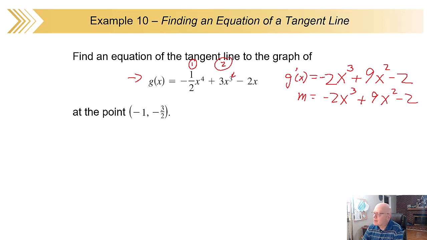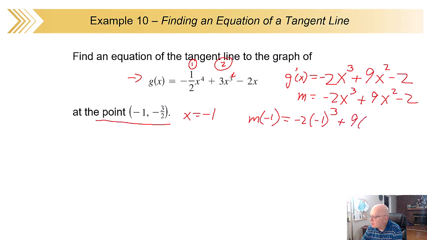Well, we're interested in this particular point, and this point has an x value of negative 1. So what's the slope at negative 1? Just put the negative 1 in where the x's were. Negative 2 times negative 1 cubed plus 9 times negative 1 squared minus 2. What do we have? We cube the negative 1, that gives us negative 1 here, times negative 2 is a positive 2.